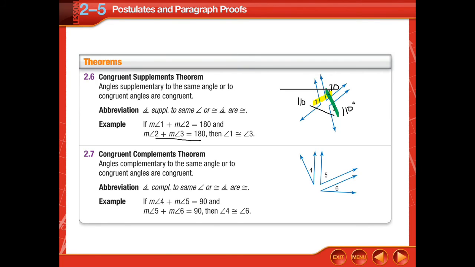The same is true about congruent complements theorem, except that we are using that they add up to 90. So if angle 4 is 30 degrees, and angle 5 would then be 60 degrees, and angle 5 and 6 are complementary, then this has to be 30 degrees as well. And we can see that angles that are complementary to the same angle are congruent to each other.